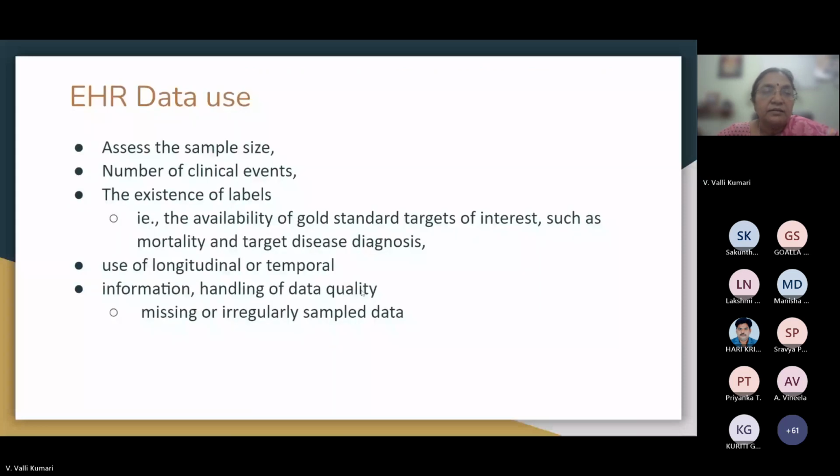Then we need to assess the sample size, number of clinical events, existence of labels, and use of longitudinal or temporal data. Then handling of data quality, like how do you pre-process it.